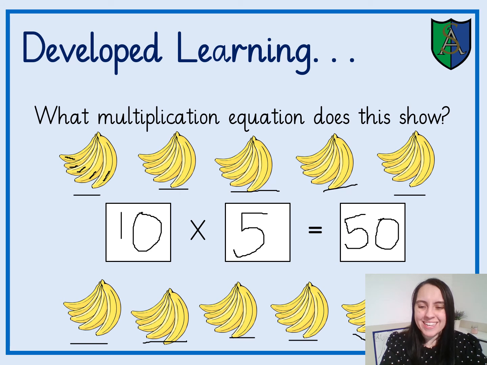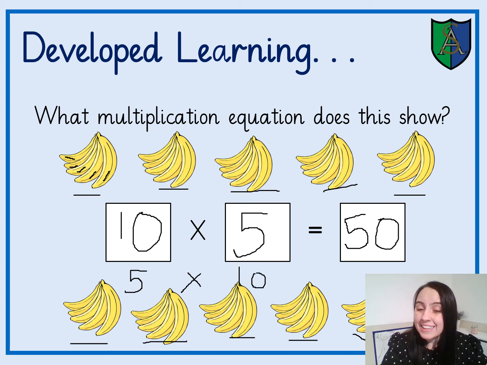Super job, everybody. Now, I know that you all know that there is another way to write this equation. We've got 10 times 5 equals 50, but we know that multiplication is commutative. So what else do we also know? Brilliant, I can hear you all. We also know that 5 times by 10 is also equal to 50. Great job, everybody. Keep up the good work.